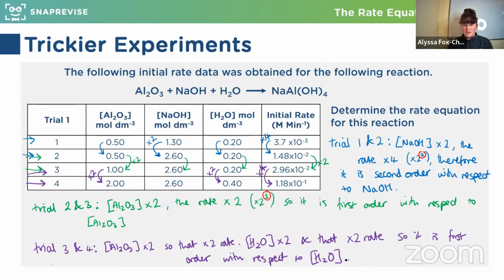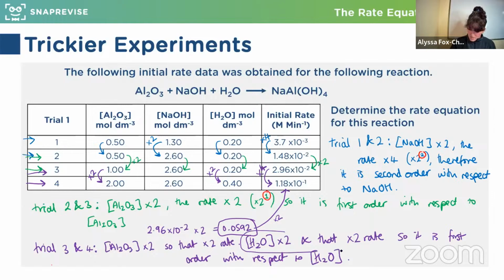Think about what the number would have been otherwise. I'll write it up here. If we look at what the rate would have been if it was just down to the Al2O3, it would have doubled because we know that it's first order with respect to aluminium oxide. So it would have been 0.0592, or 5.92 times 10 to the minus 2, if it was just down to the Al2O3. To get from 0.0592 to 1.18 times 10 to the minus 1, that is doubling. That's where we know that when we double water, we double the rate.